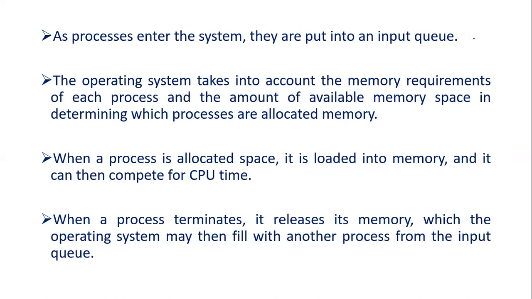As processes enter the system, they are put into an input queue. The operating system takes into account the memory requirements of each process and the amount of available memory space in determining which processes are allocated memory. When a process is allocated space, it is loaded into memory and it can then compete for CPU time. When a process terminates, it releases its memory, which the operating system may then fill with another process from the input queue.